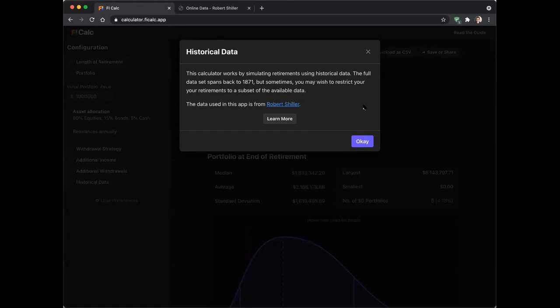There is another data source, and it's the one that's used by the Trinity study and Bengen's original paper. They both use the same data set. And I do think that that one breaks down things in way more detail, but it's like $500 per year to get that data set. And it's just not tenable for me to foot that bill.